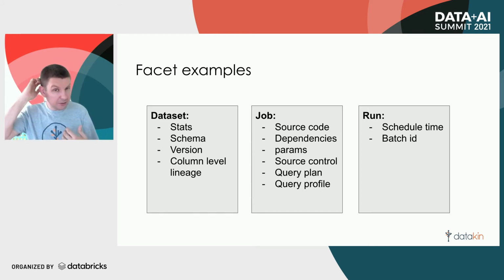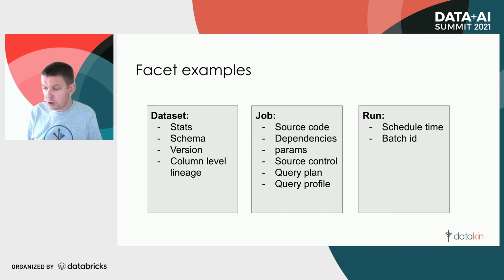To give you examples of facets at the dataset level, for example, you can have statistics for data quality. You could have the schema information. What was the version of the dataset, if you're using a version storage layer like Delta Lake or Iceberg? It could be the column level lineage, if the transformation exposes the information. At the job level, it could be where's the source code for this current version of the job, what were the dependencies of the versions, what parameters were passed, or hyperparameters if it's a training job.